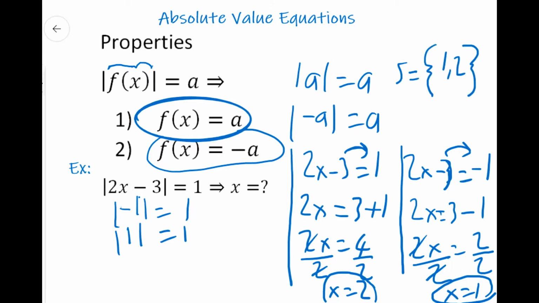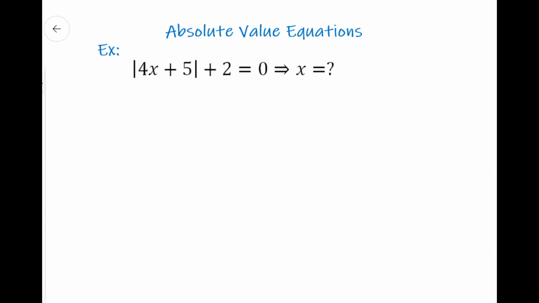And let's take a look at the next example. In this question also, we are asked to find the value of x. Here, if you send this 2 to the right, the question becomes absolute value of 4x plus 5, and the result is, because if you send +2 from left to right, we're going to change its sign, so it's going to be -2, guys.